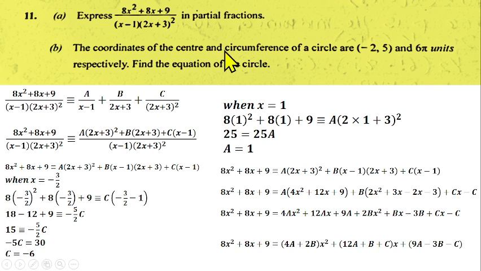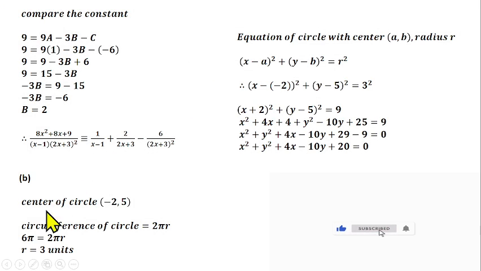The coordinate of the center and the circumference of a circle are (minus 2, 5) and 6 pi units respectively. Find the equation of the circle. Like I said, this is an equation of a circle. We are given the coordinate of the center of the circle to be (minus 2, 5), and then we are given the circumference of the circle to be 6 pi. And we know that circumference of a circle is 2 pi r. That's the formula for circumference of a circle.